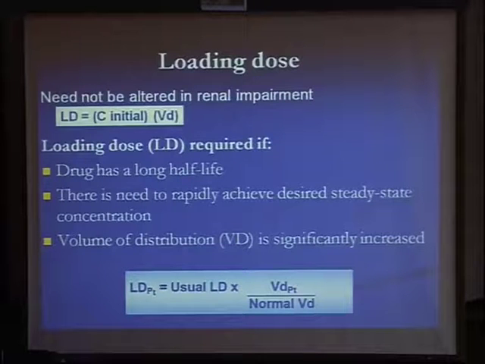The loading dose of the patient can be obtained by multiplying the usual loading dose by the volume of distribution of the patient divided by the normal volume of distribution.